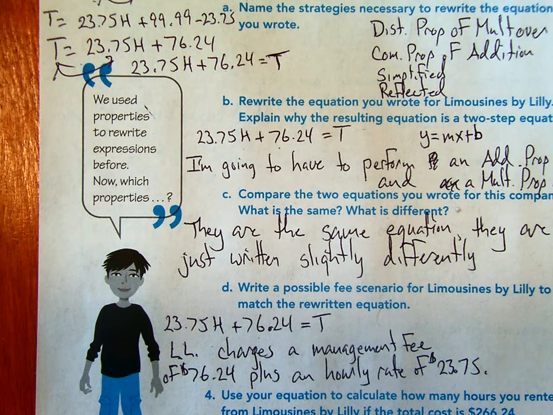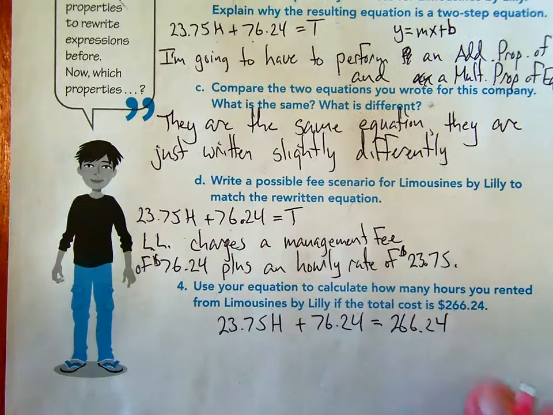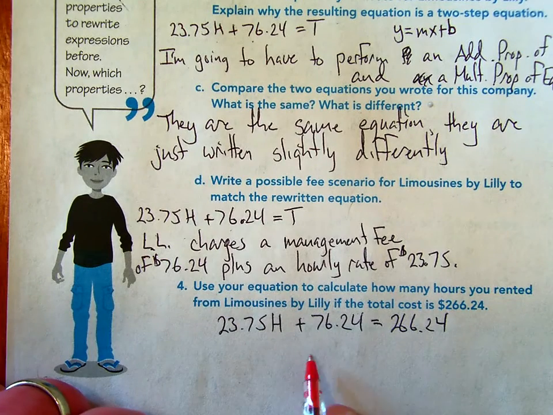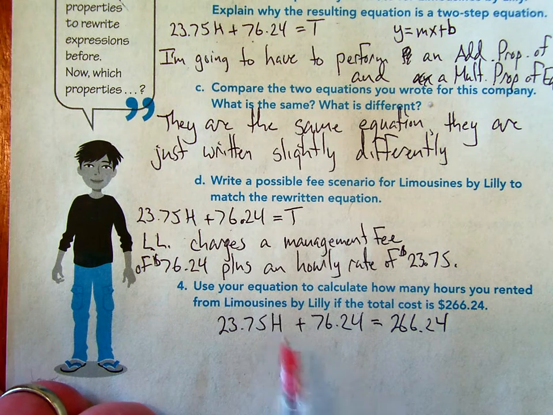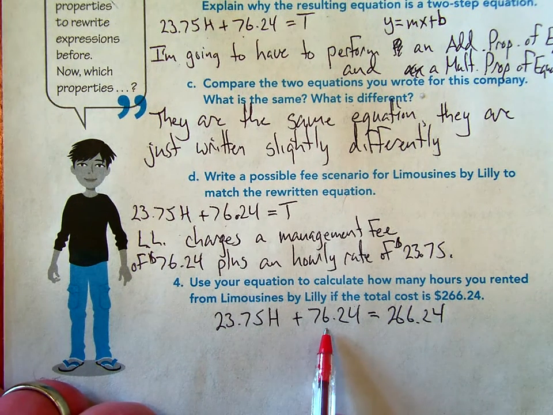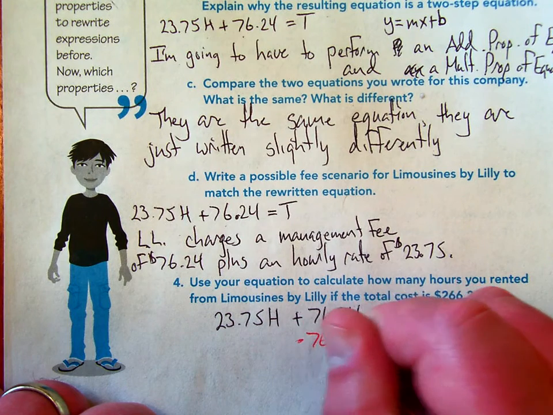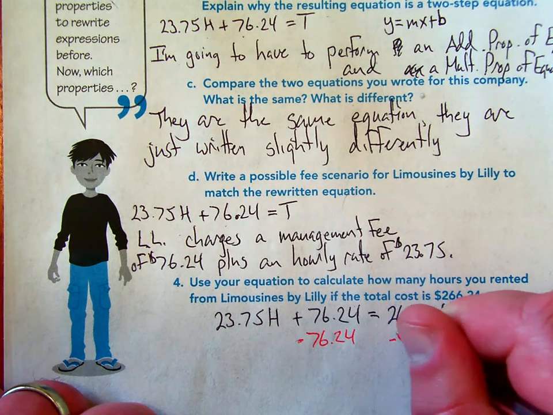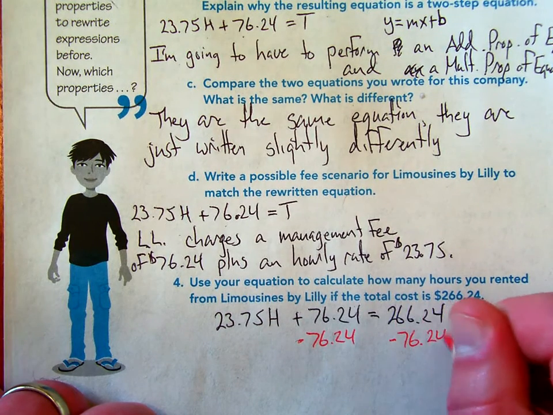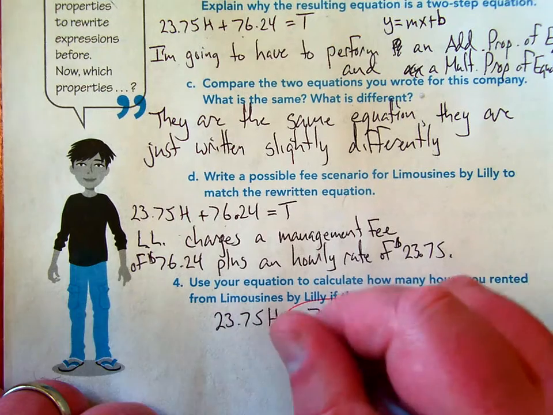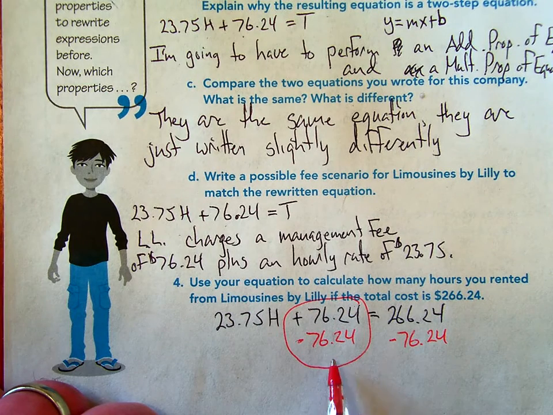Well, this is where it's a two-step equation because I'm going to have to use both sets of properties of equality. So I need to get H all alone. I take a look at H, and 76.24 is being added. So I'm going to add a negative 76.24 to both sides, or I could also say I'm going to subtract 76.24 from both sides. 76.24 minus 76.24 just zeroed out. That became a 0.